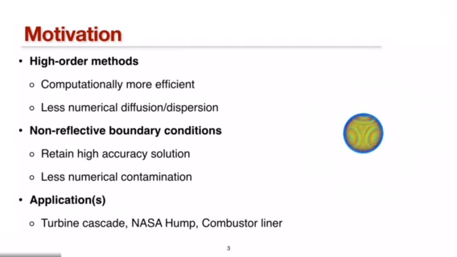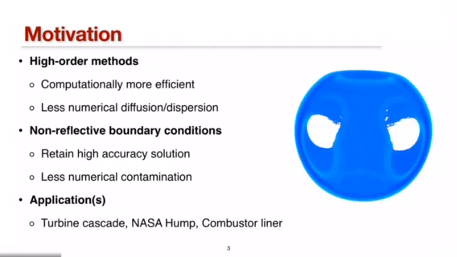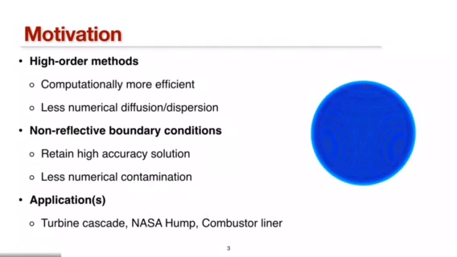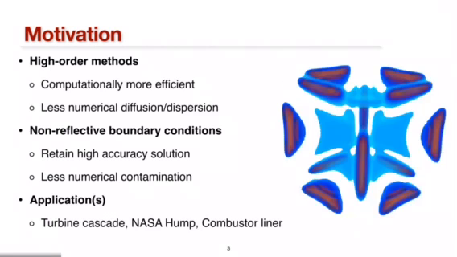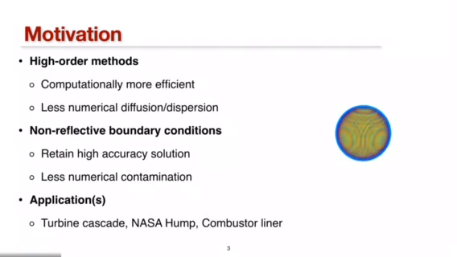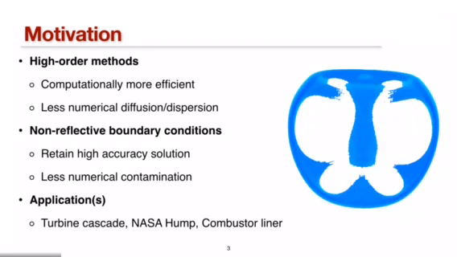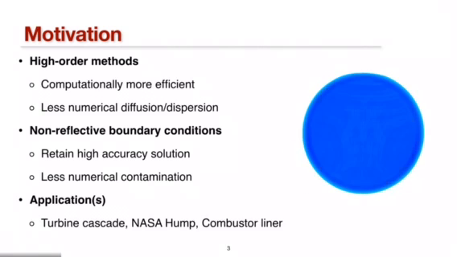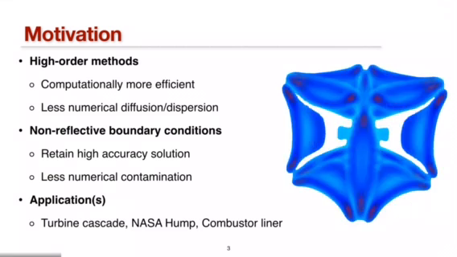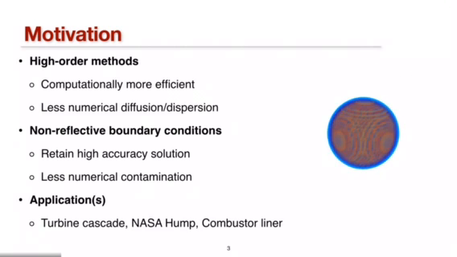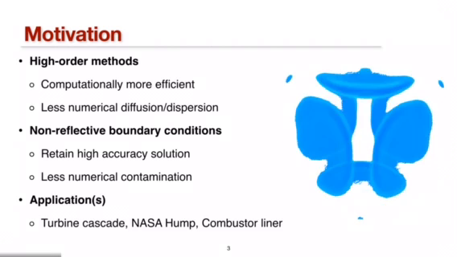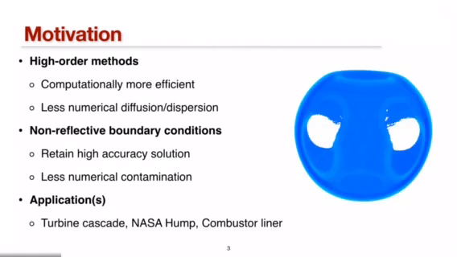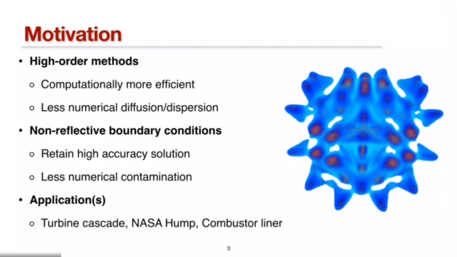So why high-order methods? Because as opposed to typical lower order ones, they're usually more computationally efficient and have desirable properties such as less numerical diffusion and dispersion errors. Why non-reflective boundaries then? Well, let's put it this way. What use is a high-fidelity solution if the results themselves are contaminated by spurious reflections due to open boundaries? In this work, we use the discontinuous Galerkin method as a high-order method and a perfectly matched layer and characteristic boundary conditions as non-reflective boundary treatment.